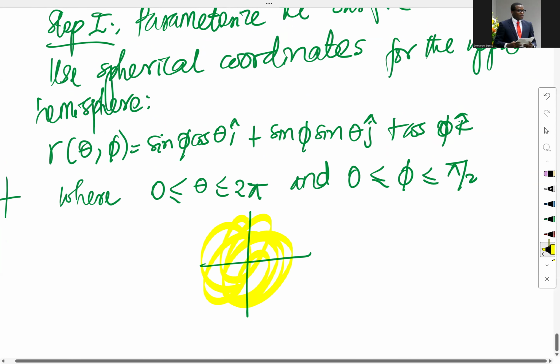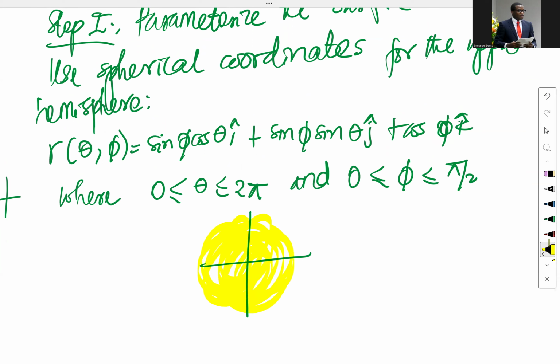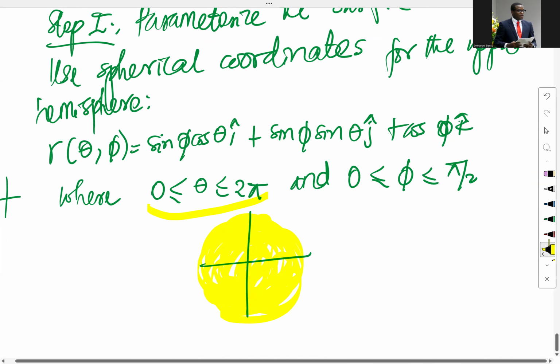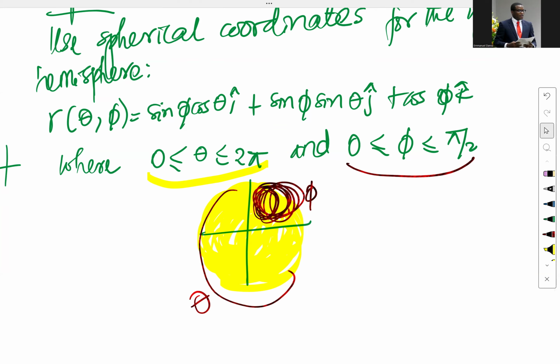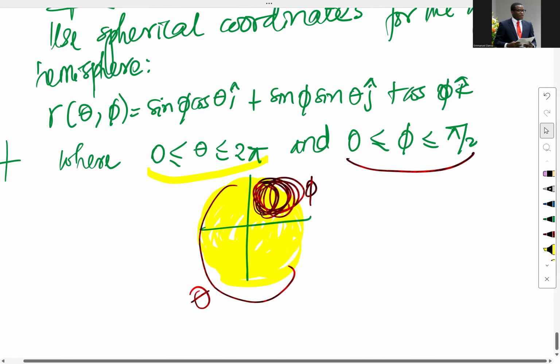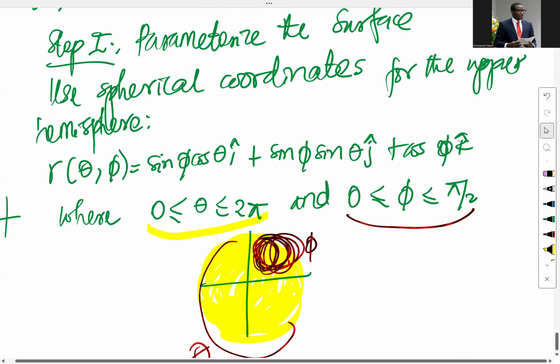Theta is defined everywhere, so you have theta everywhere in these 4 quadrants. That's where you have theta defined. But phi is defined only in this place, so you have an overlapping happening there. You have phi here, whereas you have theta in this whole place. So that's the idea here, so that we have now parameterized using spherical coordinates. This is an expression that will be useful for us.